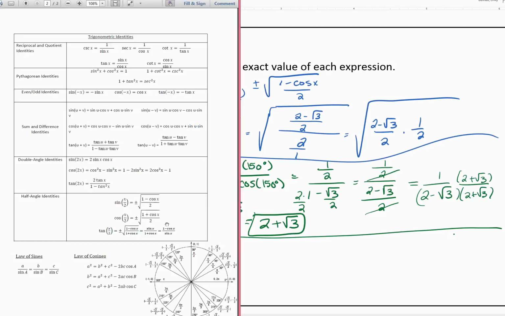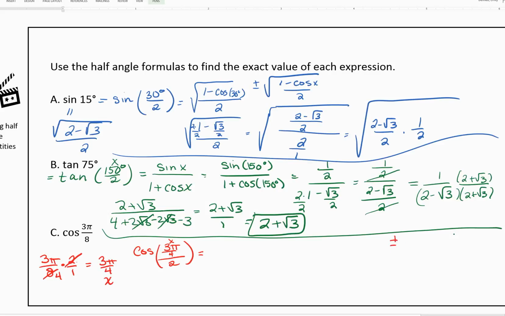Okay, it's plus or minus the square root of 1 plus cosine of x over 2. Now, 3 pi over 8 would be in the first quadrant, since it's less than pi over 2, because 4 pi over 8 would be pi over 2. So this is going to be positive. We don't need the negative. So this will be the square root of 1 plus cosine of 3 pi over 4, over 2.